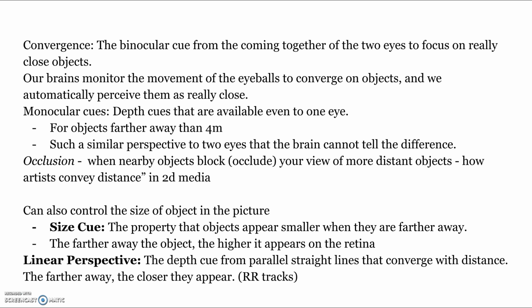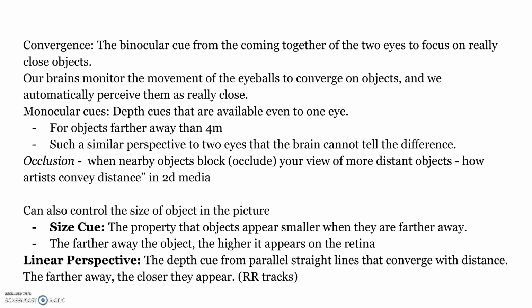Occlusion is when nearby objects block or occlude your view of more distant objects, how artists convey distance in 2D media. You can also control the size of an object in a picture. Size cue is the property that an object appears smaller when it is further away. The further away the object, the higher it appears on the retina.